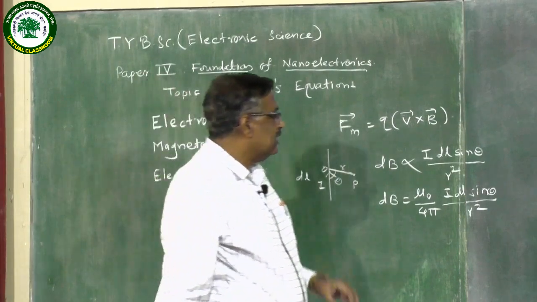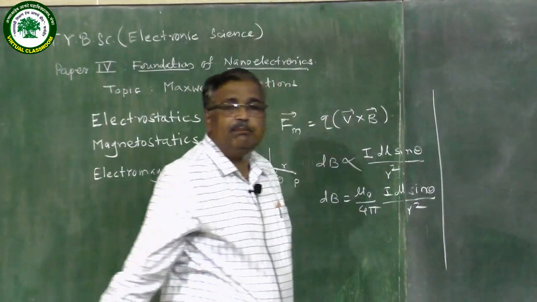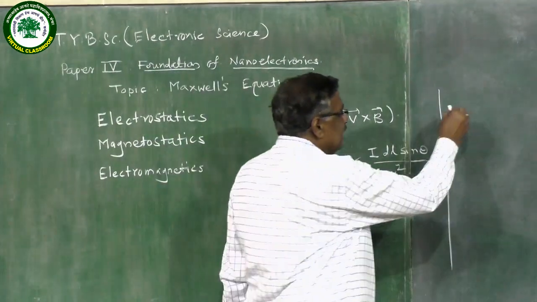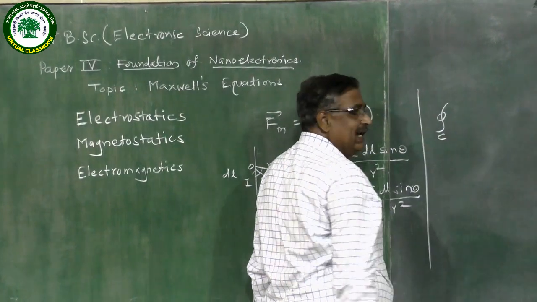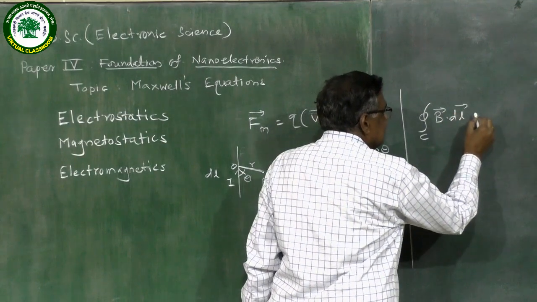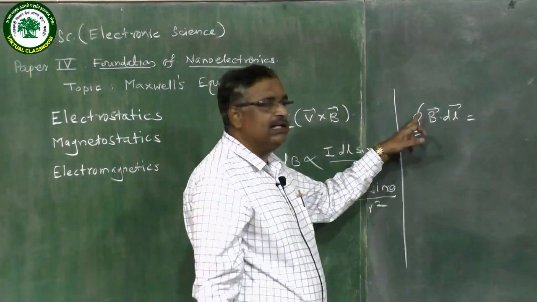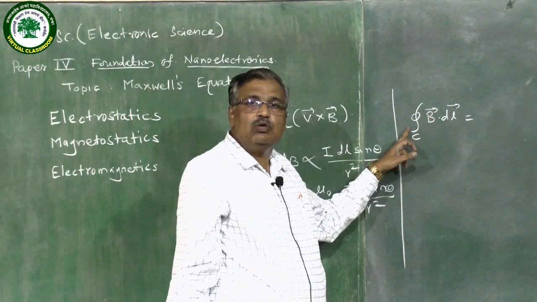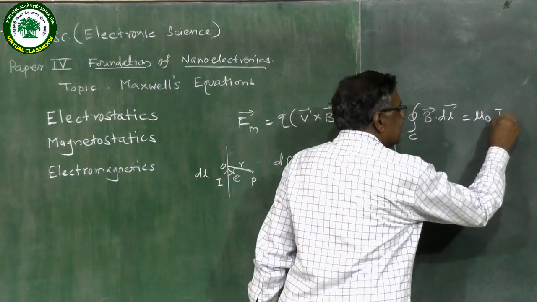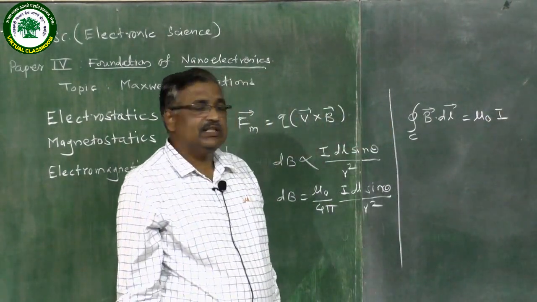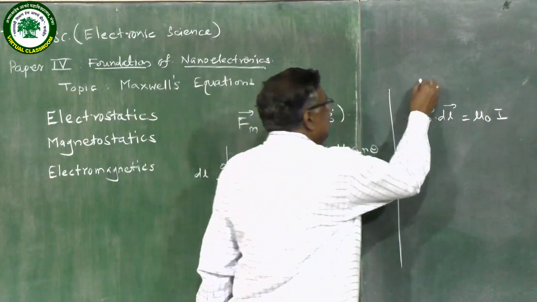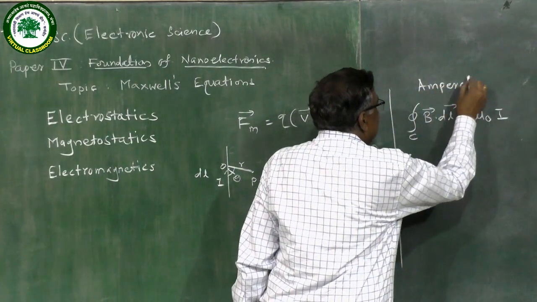But Ampere's law is also a basic or fundamental law in magnetostatics. Ampere's law states that the line integral over C of the magnetic induction B into the length element dl, for any closed path, is always equal to the product of the permeability of free space and the current flowing through it. So it is given by this equation. This equation is obtained from Ampere's law.